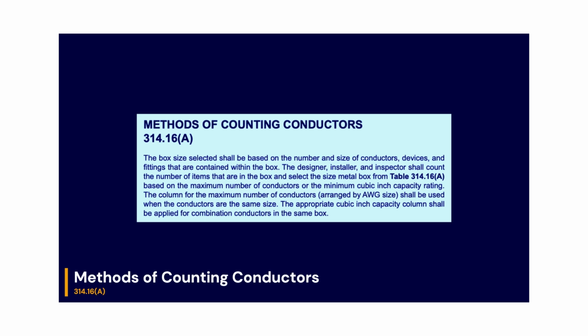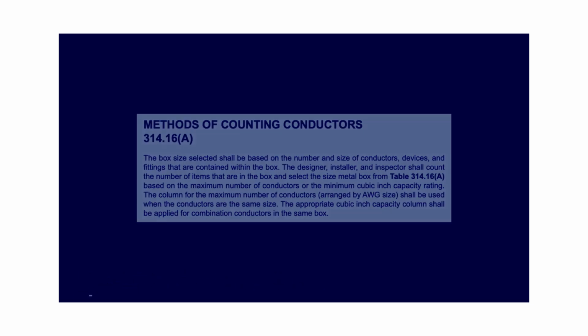The column for the maximum number of conductors, arranged by AWG size, shall be used when the conductors are the same size. The appropriate cubic inch capacity column shall be applied for combination conductors in the same box.